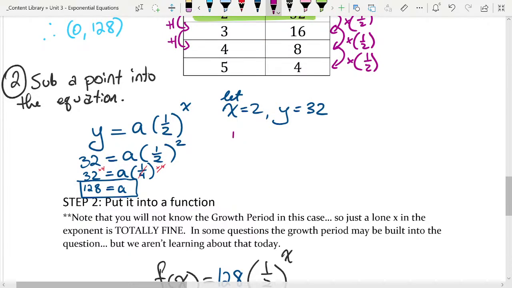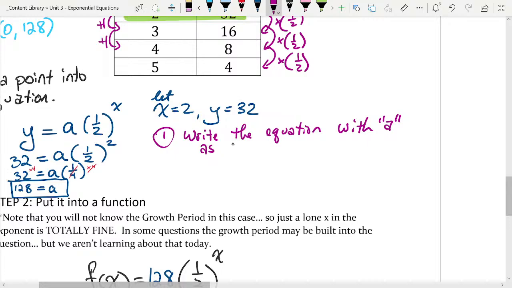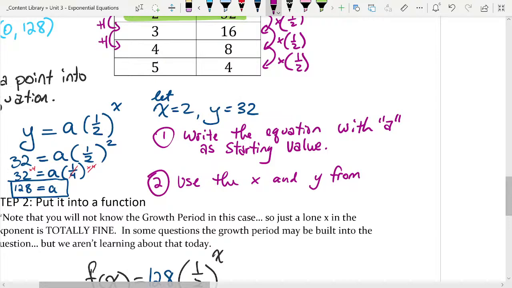If we wrote this as steps, one would be write the equation with a as the starting value. Step 2 would be use the x and y value from any point, right? From any row on the table. And then 3, rearrange to solve for your a value.